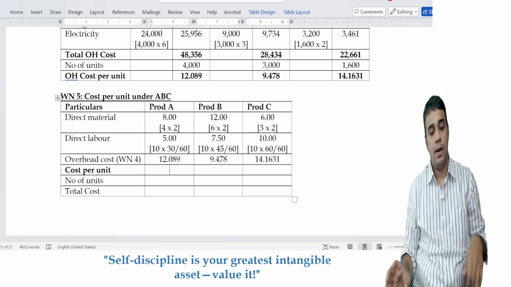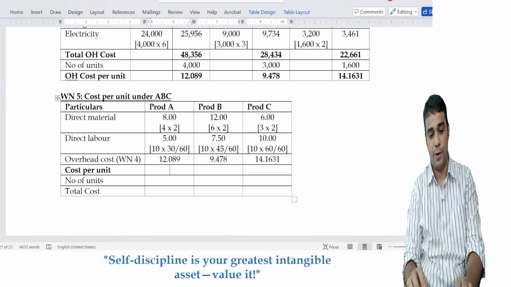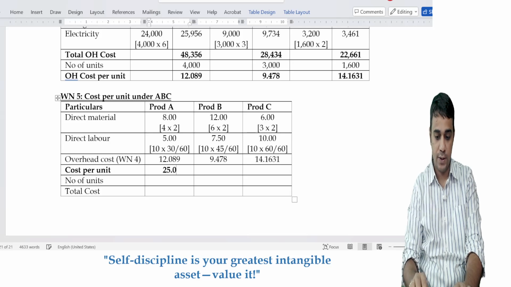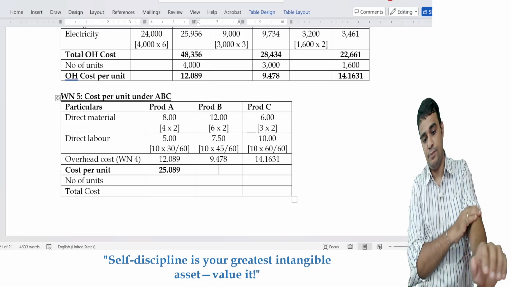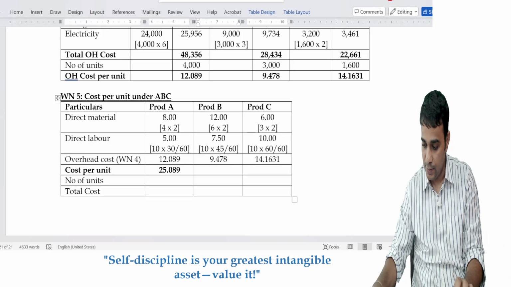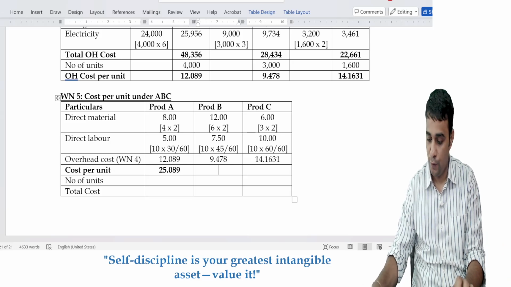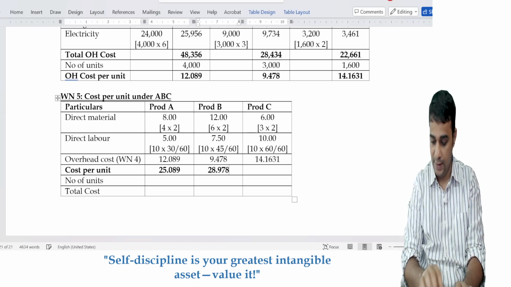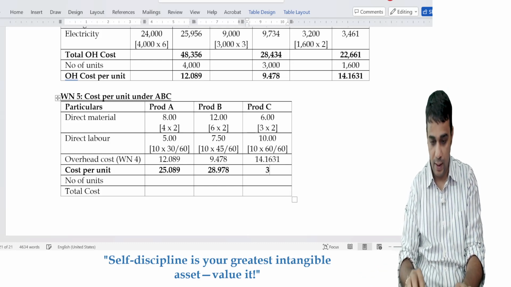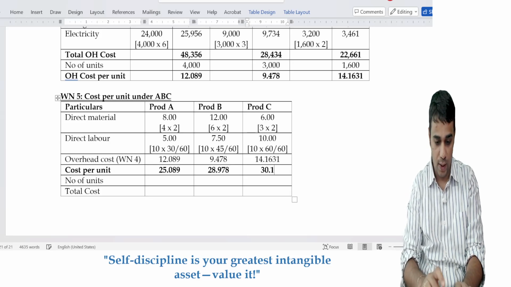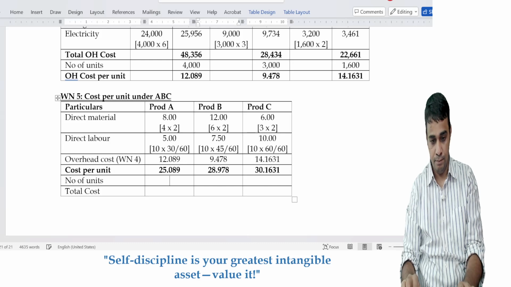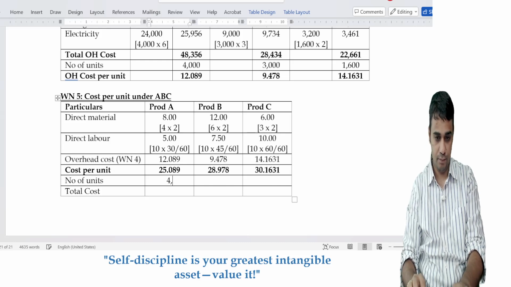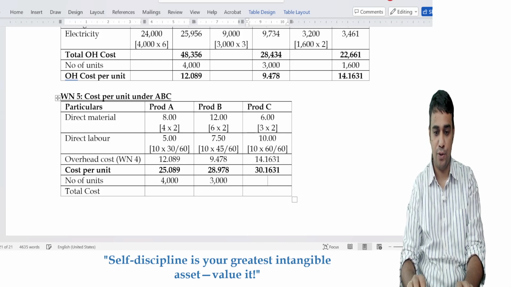So here now multiply with the first, get the cost per unit, add 25.089. Please add the numbers. First question, let's do it fully. 28.978 and 30.1631. Post multiplication, you can round off the values.